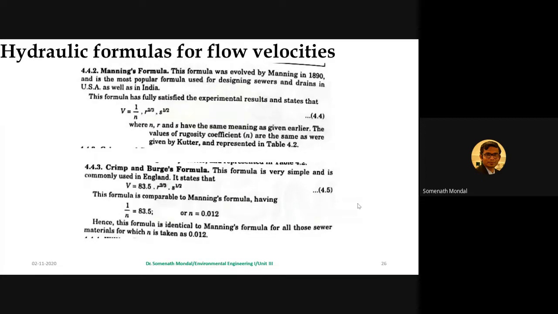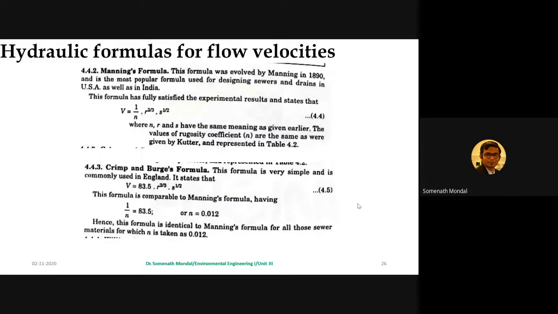Here n, R and S have the same meaning which we discussed before, and the values of rugosity coefficient small n are similar to what we discussed in the case of Kutter's rugosity coefficient. So that n and this n are in principle the same, so you can use that particular table to determine the value of n. The other two, R and S, are known to you, and you have to be very smart in calculating the R value quickly, so that you can solve these problems efficiently within the limited time during the exam. Fine.